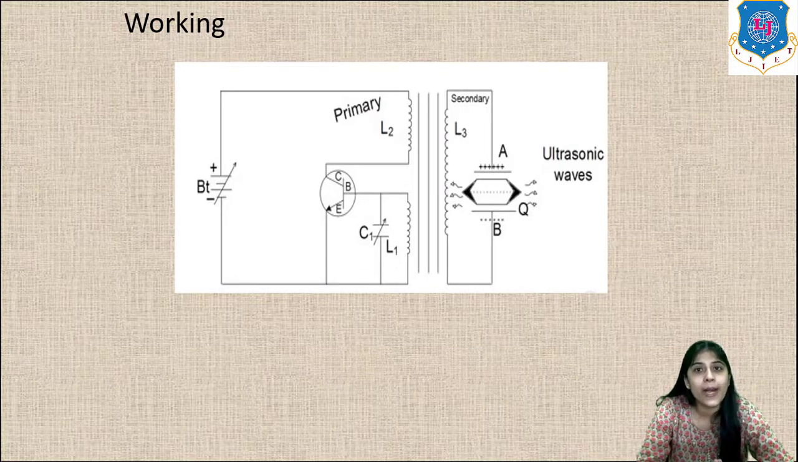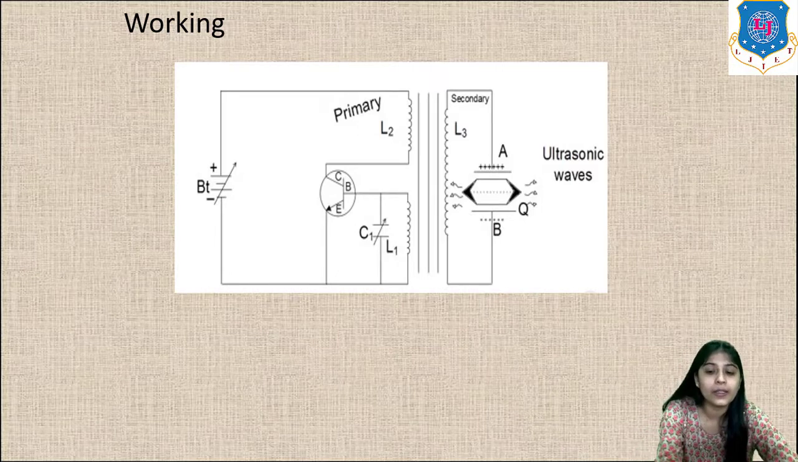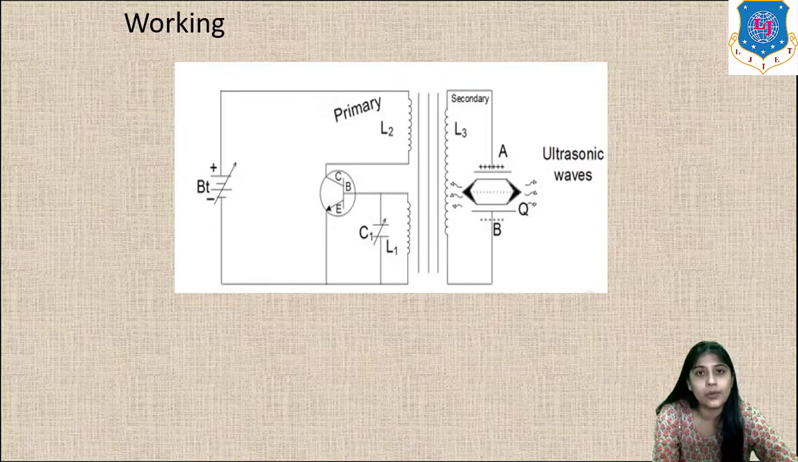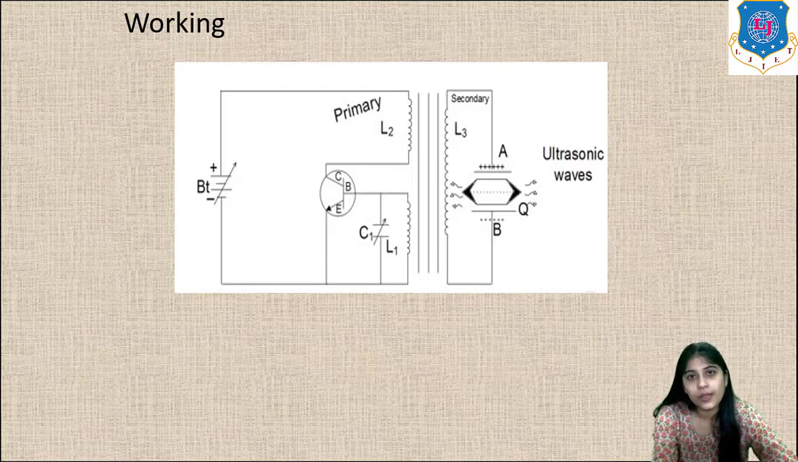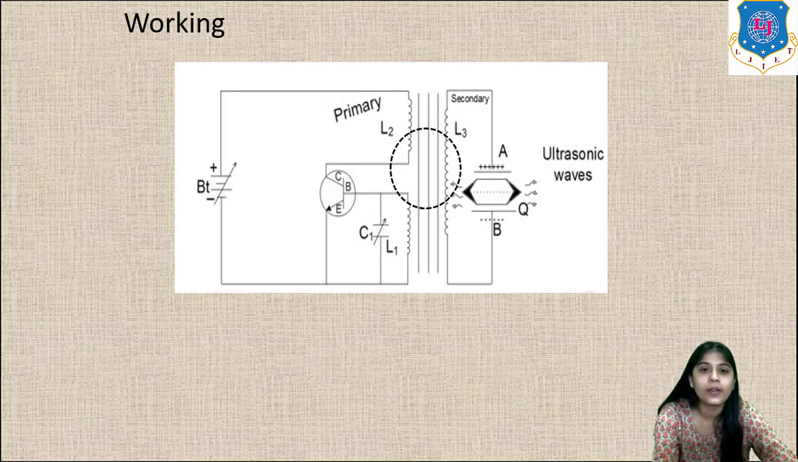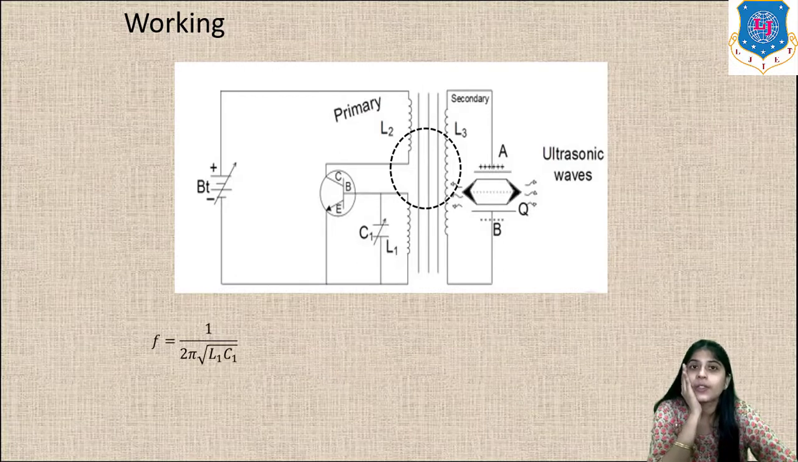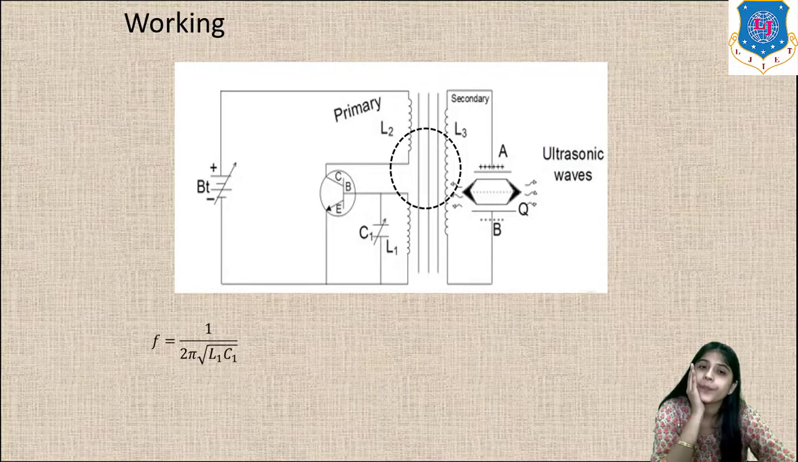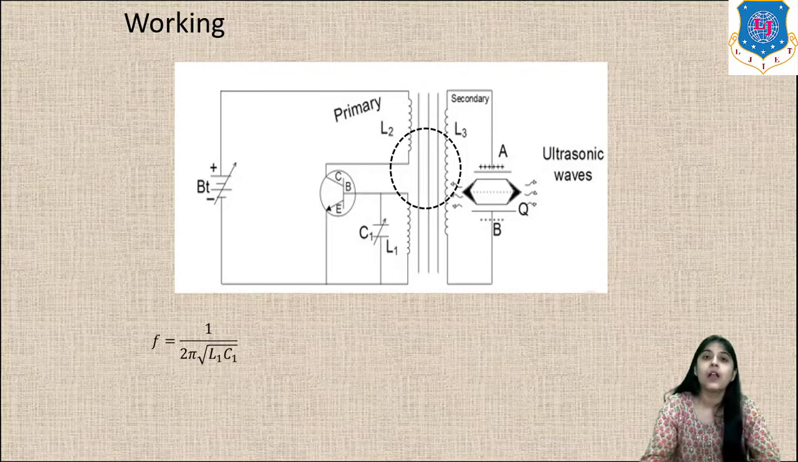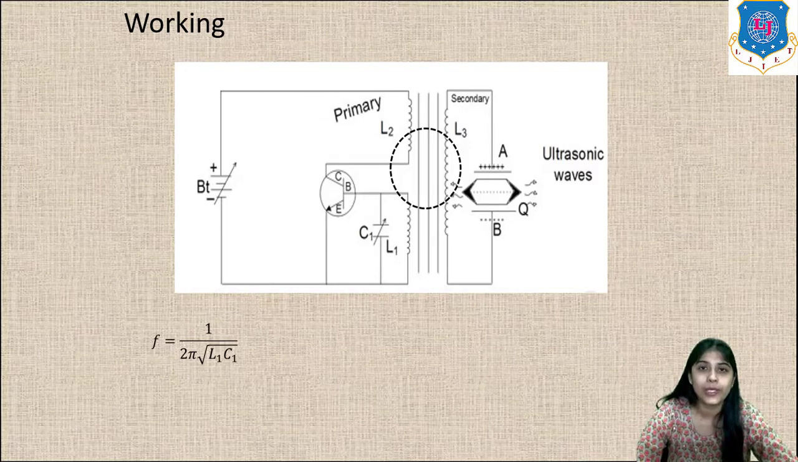First of all, when the battery is switched on and an alternating current is produced, and when current passes through the L2 coil and L1 coil, a magnetic field is produced due to the changing, alternating current. So transformer action will be there between these three coils. The tank circuit, or the resonant circuit, produces an alternating current of frequency 1 upon 2 pi root L1C1.